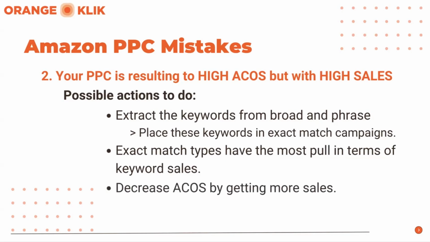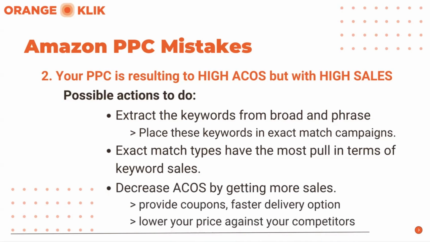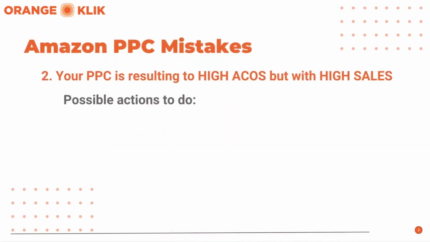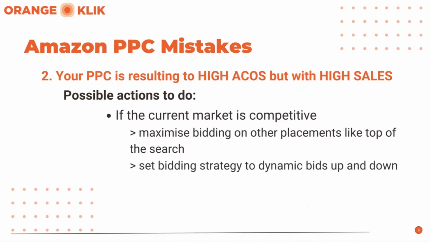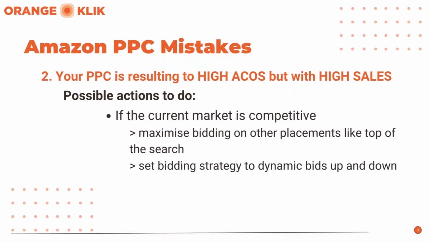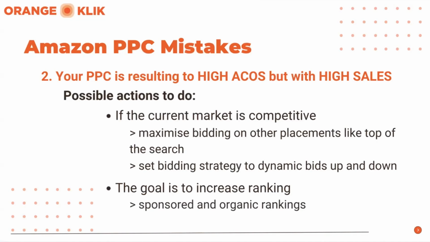Or the other way to decrease ACoS is to get more sales. You can provide more coupons, faster delivery, or even price matching or lowering the selling price against your competitors. If the current market is competitive, opt to bid more and maximize bidding on other placements, like top of the search, and set it to dynamic up and down bidding strategy. In order to appear in the top search results page, you should put all your efforts into increasing your sponsored and organic ranking.